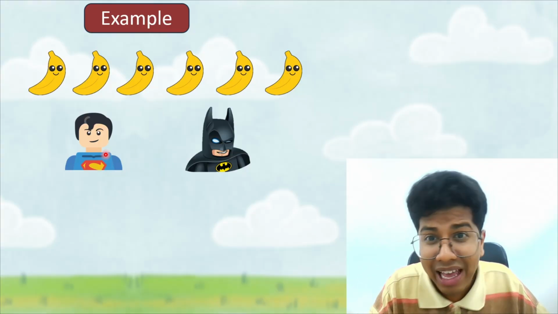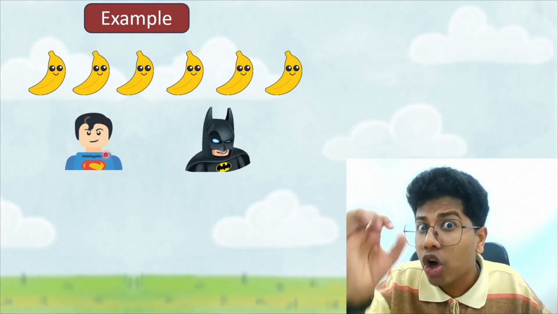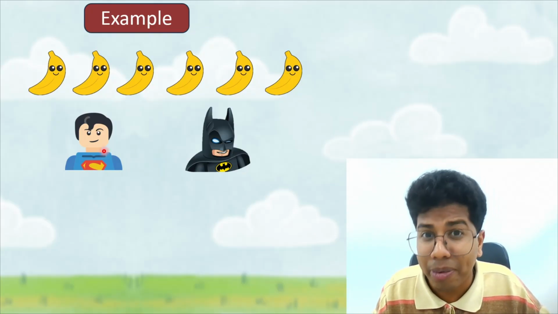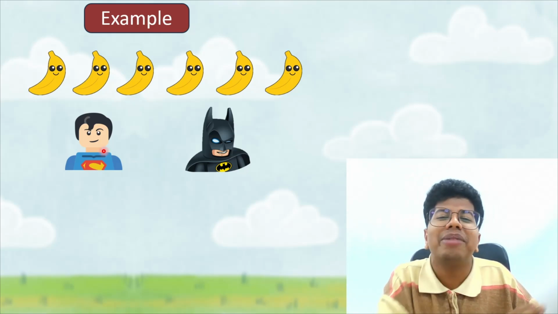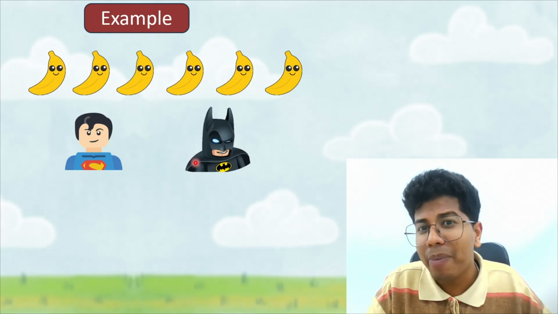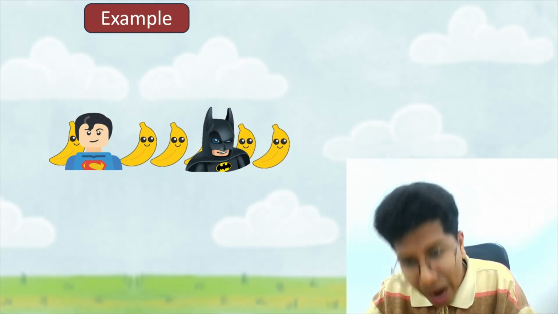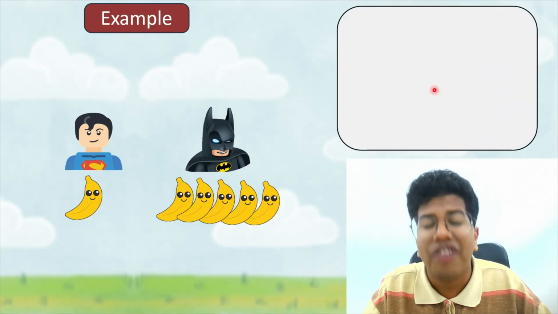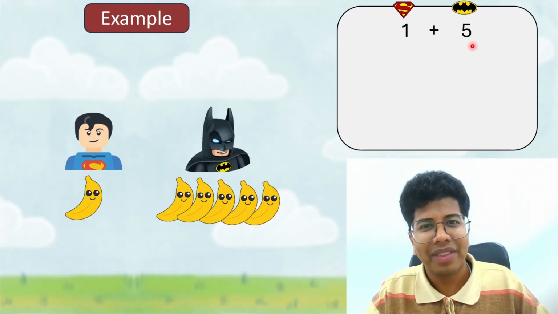Now Superman, I want to give him the smallest number of bananas, making sure it's not 0. So what is the number of bananas I can give to Superman? Perfect, just 1. And all the remaining bananas I can give to Batman. So what is the number of bananas for Batman? Perfect, the total is 6. So 1 to Superman and 5 to Batman. Here I'll write down the first way: Superman 1, Batman 5.